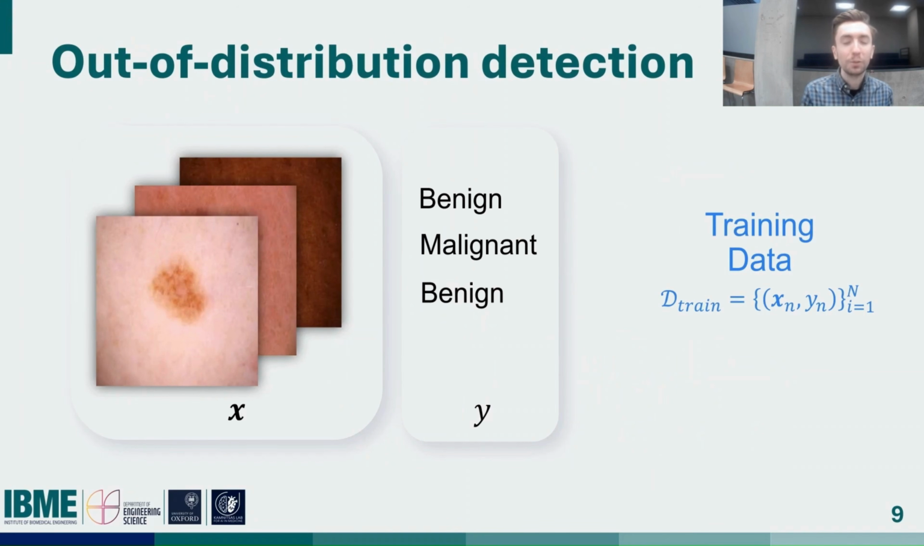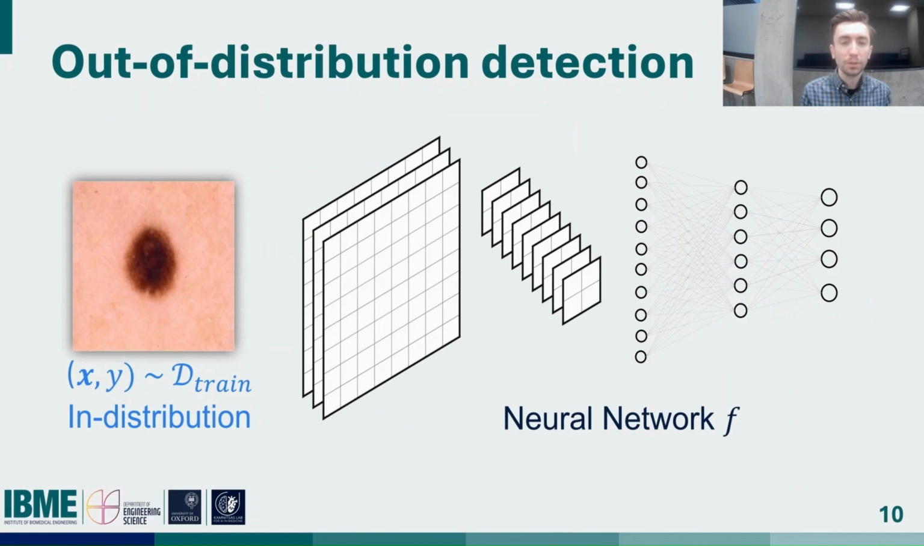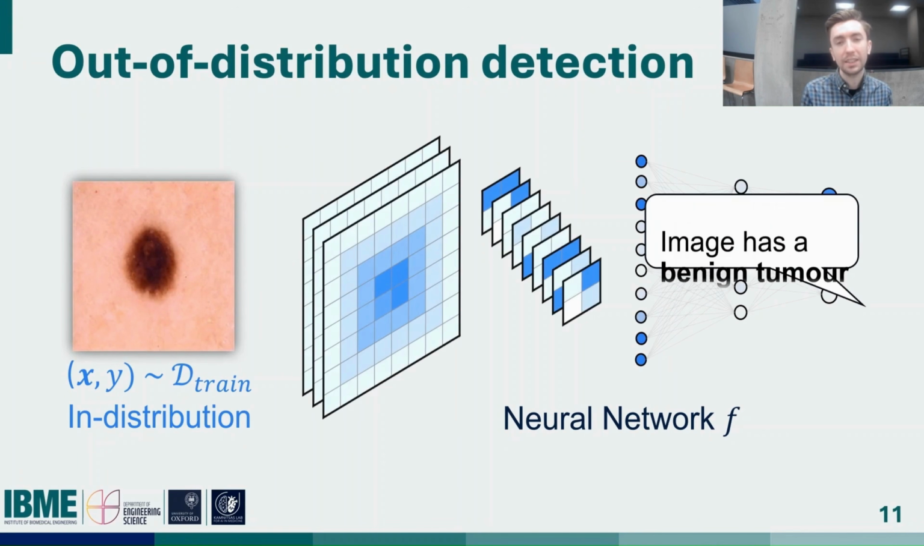So consider the setting. I've got a set of images and corresponding labels, which makes up my training data. I can then train a deep neural network to classify these images. Once my model is trained, it can be applied to unseen images from the same distribution as the training data. And this should give us a reliable diagnosis.